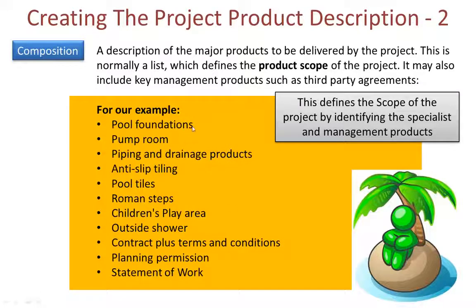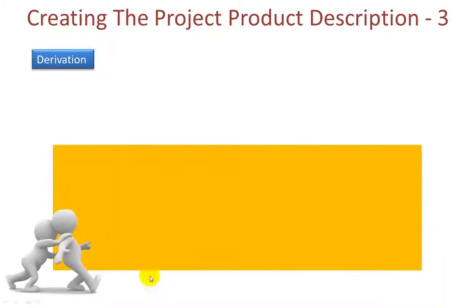This list may also include key management products, such as third-party agreements, and I've included here planning permission, which is an external product, and a statement of work for the contractors that will build the swimming pool and the associated facilities around it. Next up is the derivation, and this is a section which is often misunderstood.